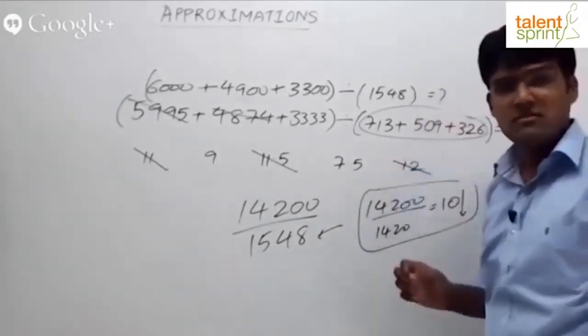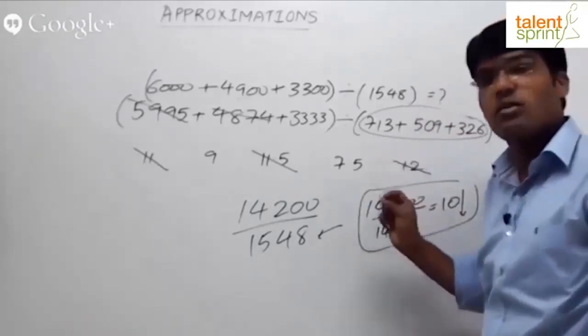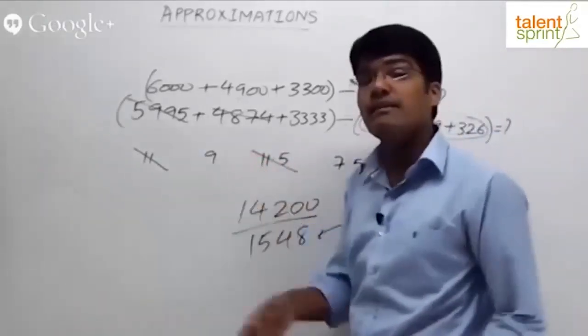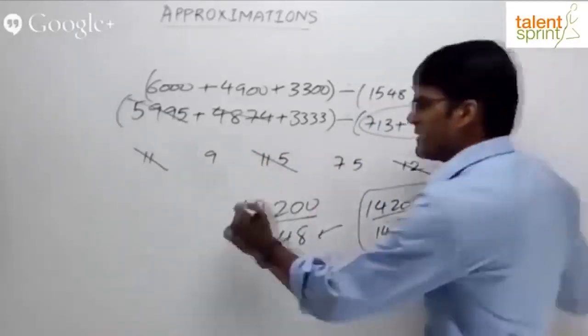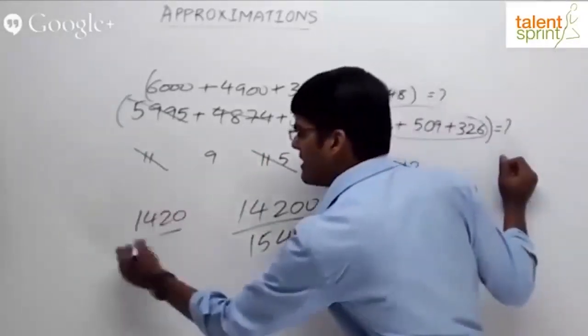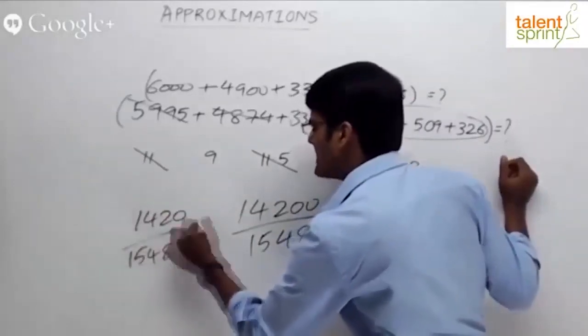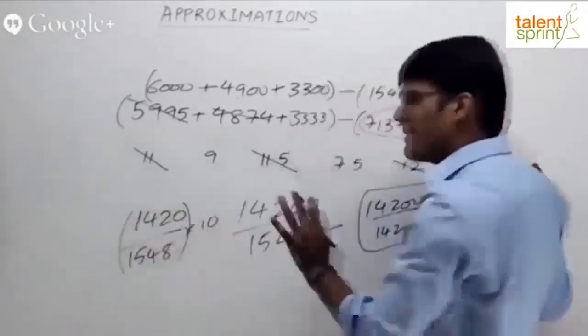No, we don't think so, right? Can it be 7.5? No, it should be 9. The approximate answer here should be 9. Let me tell you why. Only consider this part, 1420 divided by 1548. Let's take it as into 10, so whatever this is should be multiplied by 10.